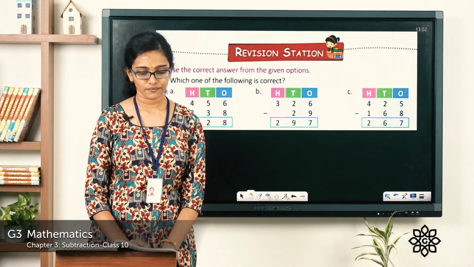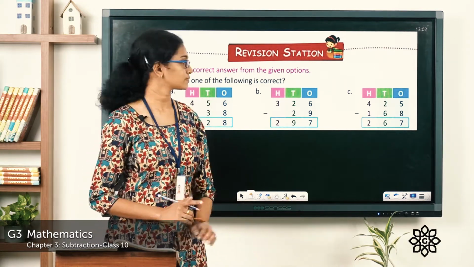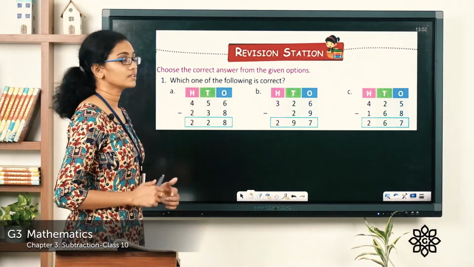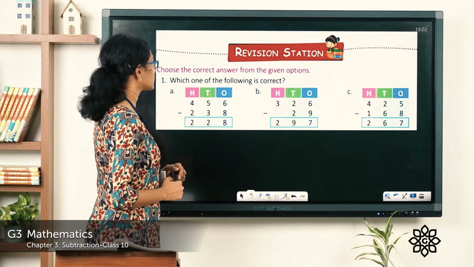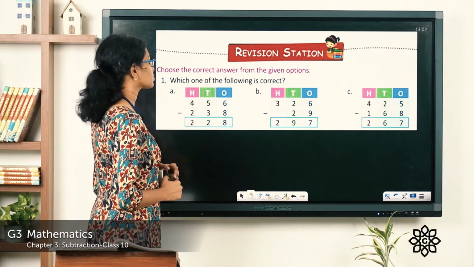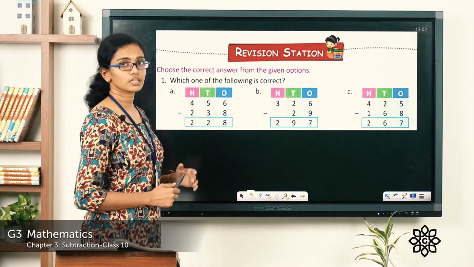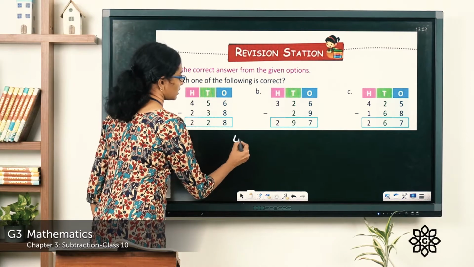Choose the correct answer from the given options. Which one of the following is correct? We're given 3 options here, and you are given 3 subtractions there. See the first one, 456 minus 238. Let's check if the difference given here is correct or not. Let's do the subtraction and check.